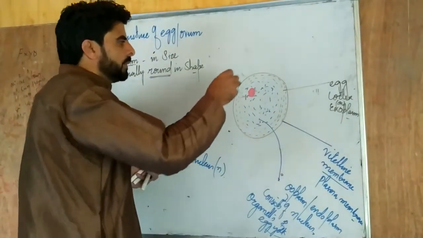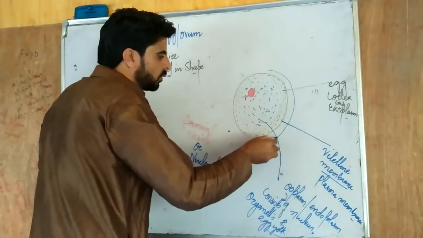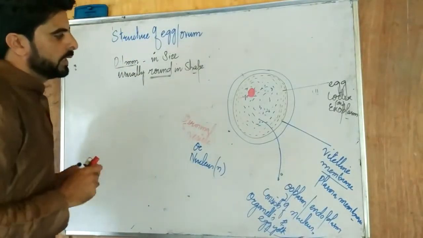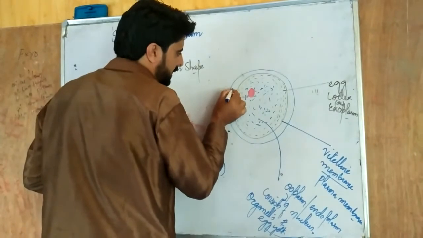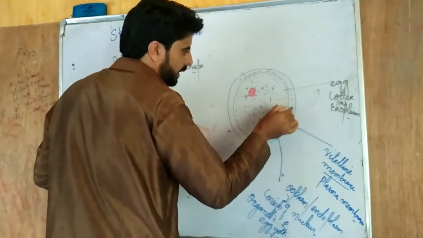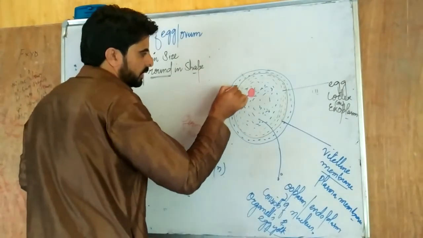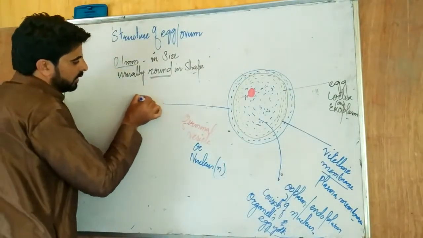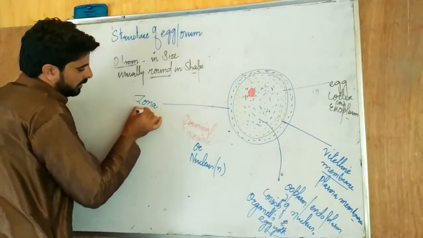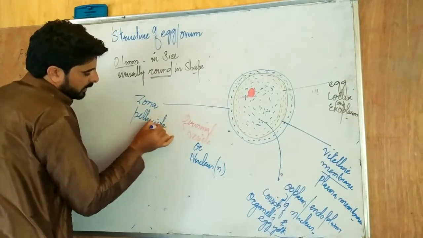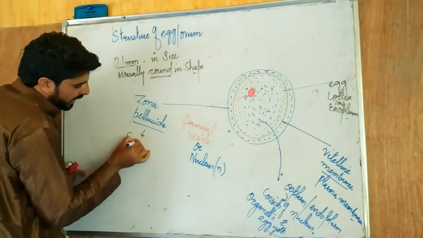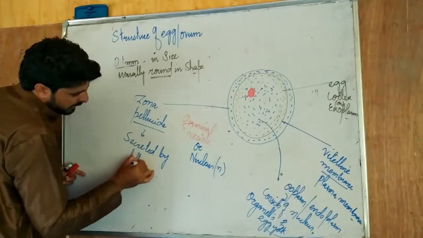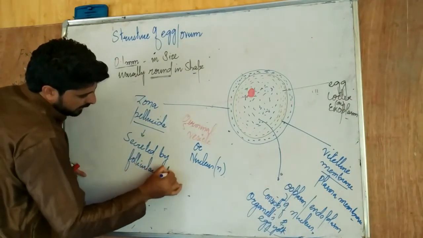After this, we have another membrane which is surrounding the cell. That membrane is called the zona pellucida. So this is one more membrane surrounding it, which I am making with green color. Now this zona pellucida is secreted by follicular cells. This you have to keep in mind.